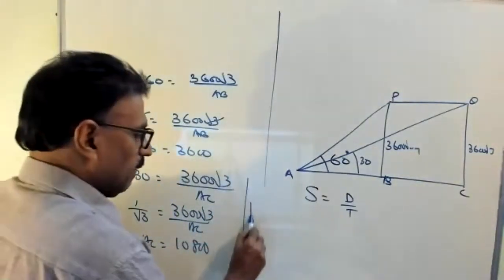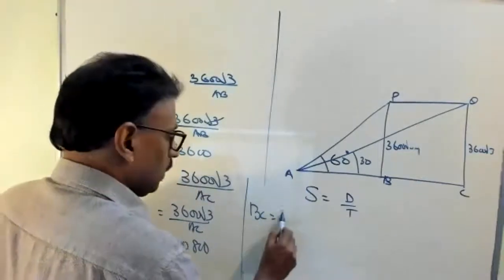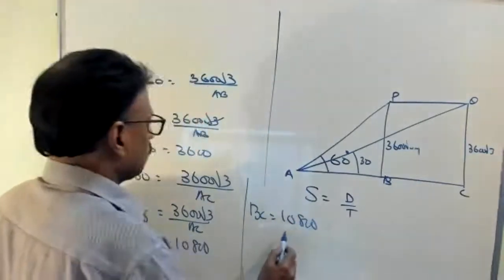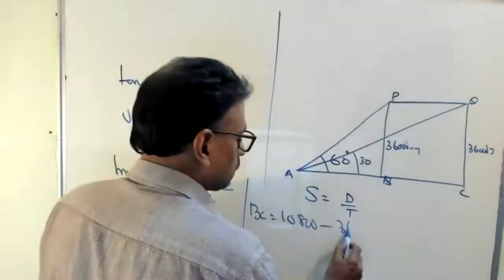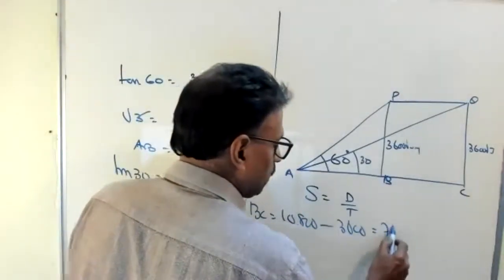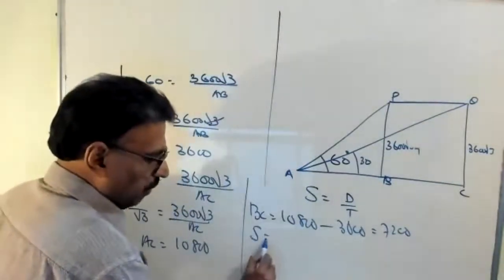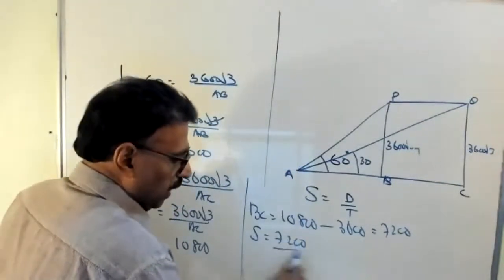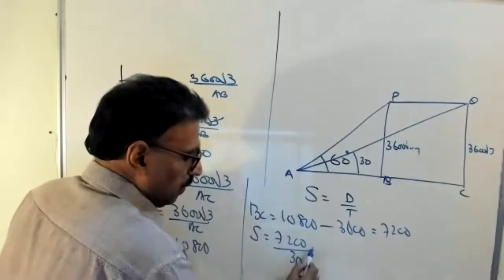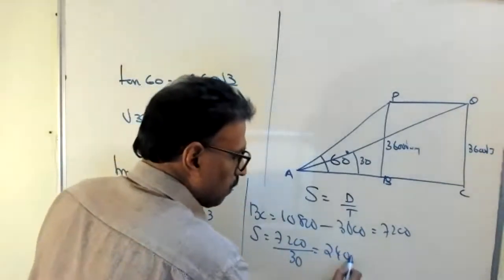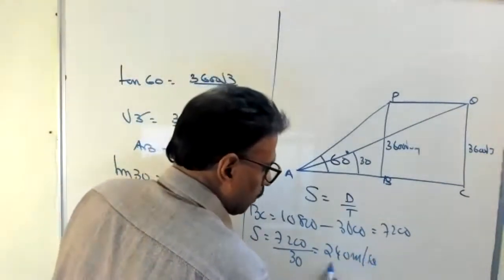Therefore, BC equals 10,800 minus 3,600, which equals 7,200. Therefore, speed equals 7,200 divided by 30. We get 240 meters per second. Okay.